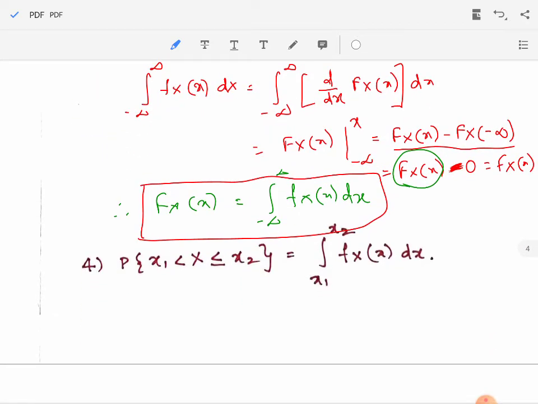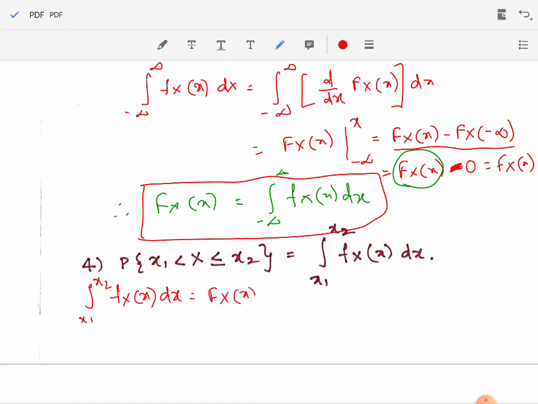Next, the fourth property: the probability that the random variable X is greater than x1 and less than or equal to x2 is equal to the integral from x1 to x2 of fX(x) dx. Now considering the right-hand side, the integral from x1 to x2 of fX(x) dx is equal to FX(x) between the limits x1 to x2. So this can be written as FX(x2) minus FX(x1).